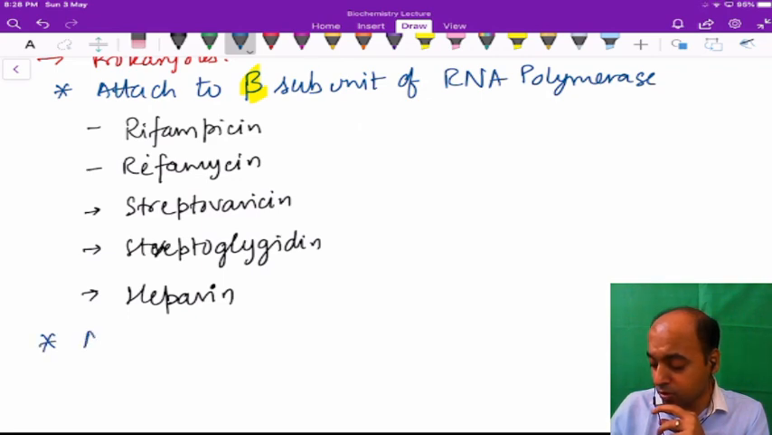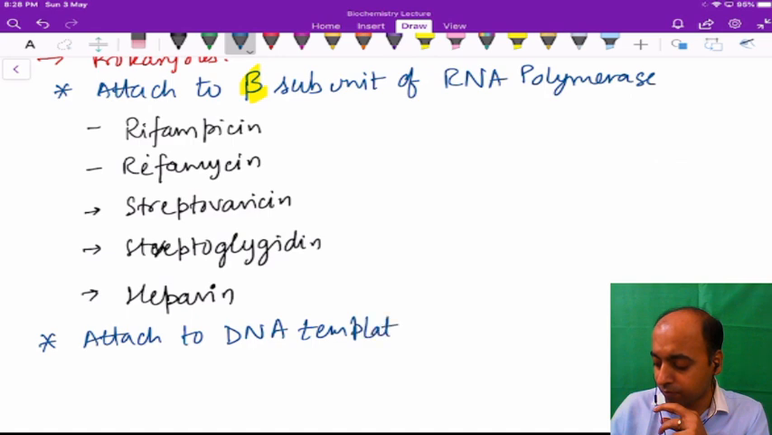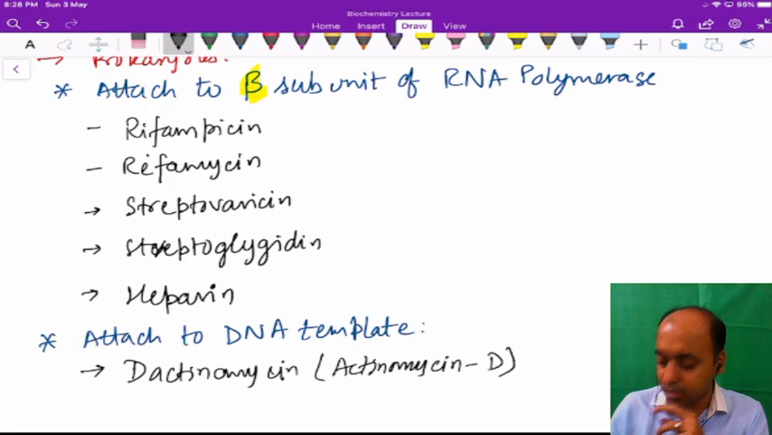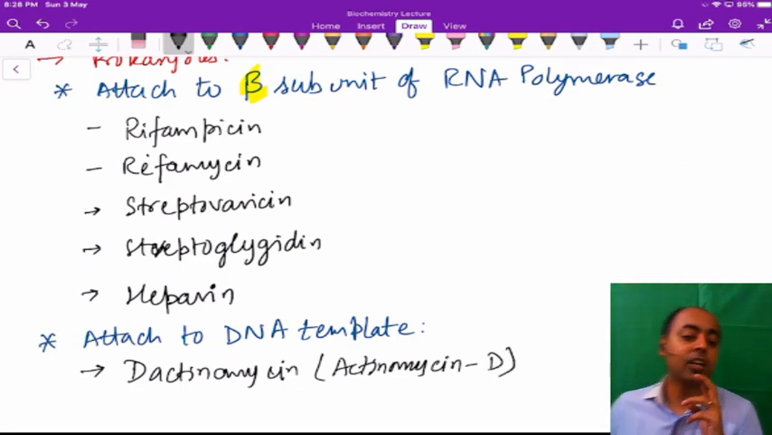Then there are certain molecules which will block the DNA. So they attach to the DNA template. The name which you should remember here is dactinomycin. Dactinomycin is the other name for actinomycin D.